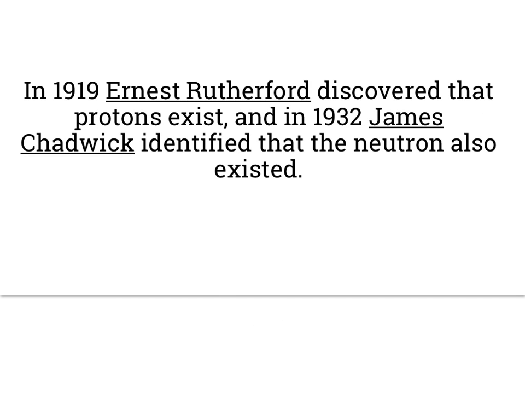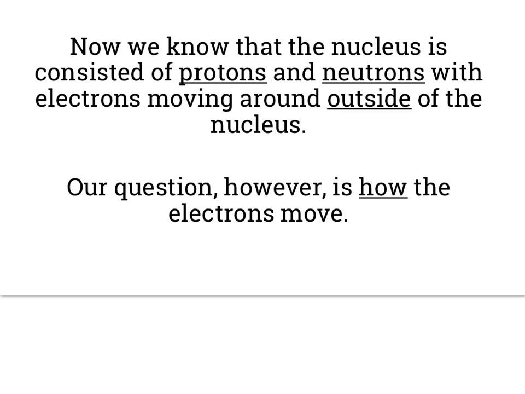In 1919, Mr. Rutherford discovered that protons exist. And about 1932, James Chadwick identified that the neutron also exists. Now, we already had the electron, but now we finally have protons, neutrons, and electrons. So, now we know that the nucleus consists of protons and neutrons, and electrons are basically moving around outside the nucleus. The question, though, that we start becoming interested in is actually how the electrons move.